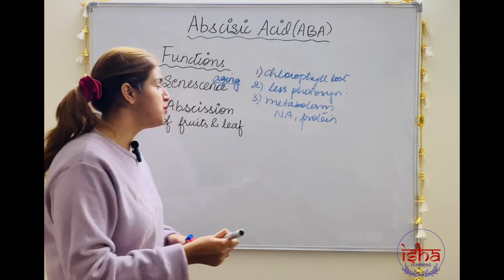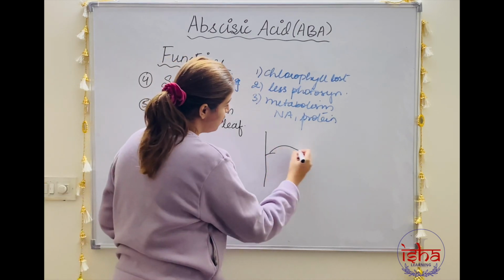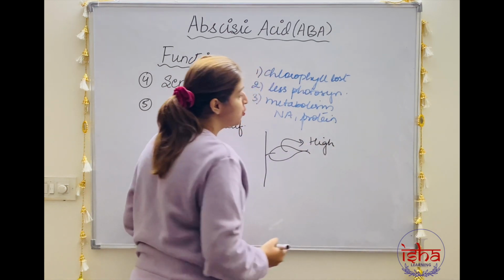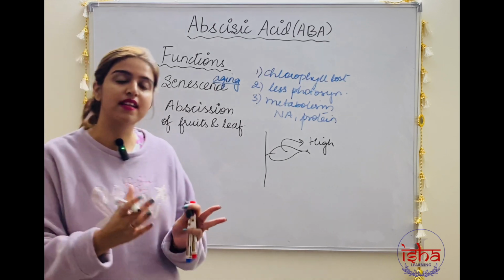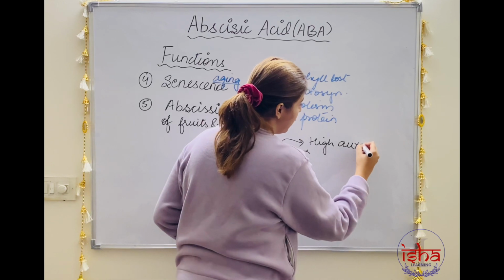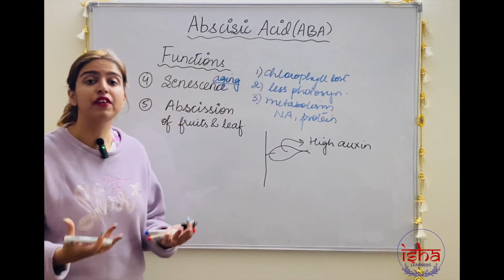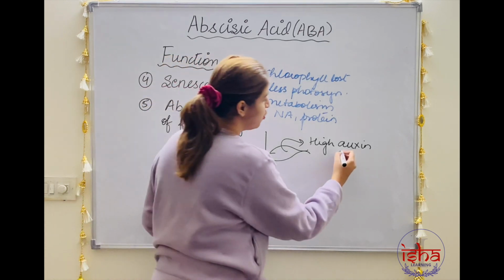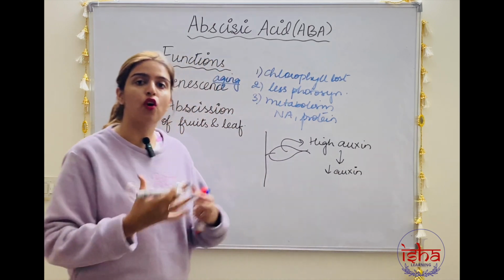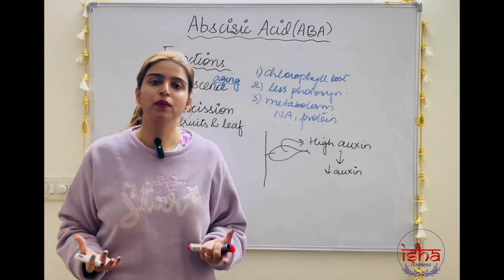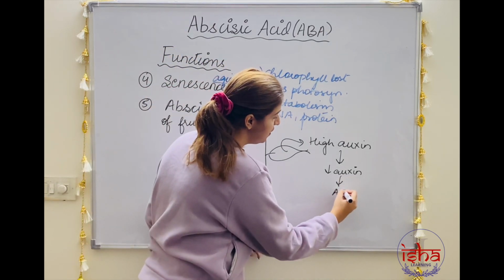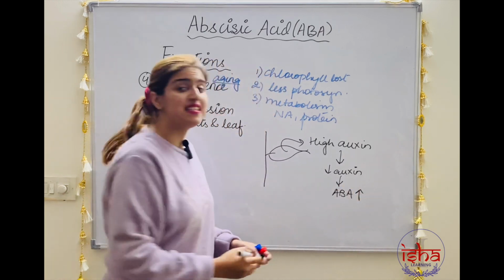When a young leaf is produced, this young leaf has a very high concentration of plant growth promoters, auxins, cytokinins and gibberellins, but mainly auxins. With time, the senescence process happens, the leaf ages and the concentration of auxins goes down in the leaf. Now, as the concentration of auxin goes down, there would be accumulation of abscisic acid. Now, this abscisic acid accumulation in the leaf causes several things.